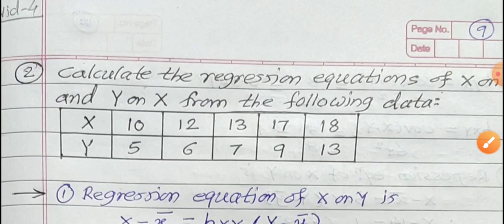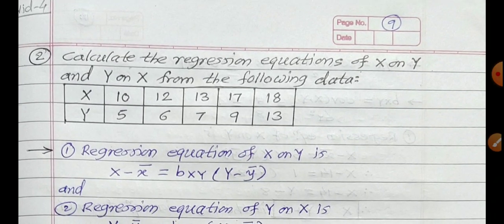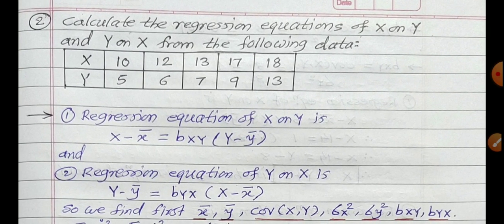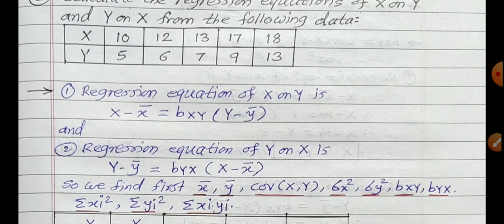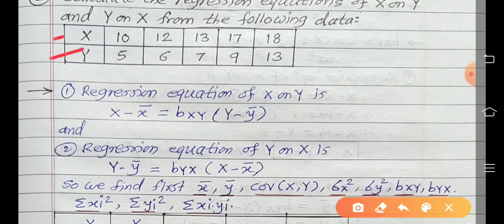Now we continue to solve the next one. Calculate the regression equation of x on y and y on x from the following data. The values of variables x and y are given in the table. First, the regression equation of x on y, and second, y on x. Both regression equations we find here. What is x on y? Which variable is on the left hand side? x. What is on the right hand side? y. Same way here, x is on the left, y is on the right.